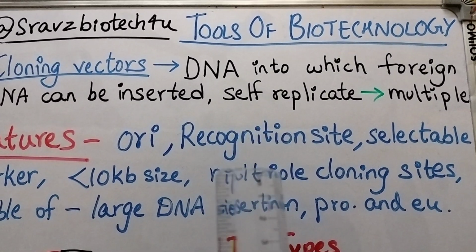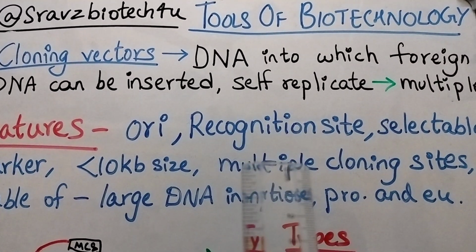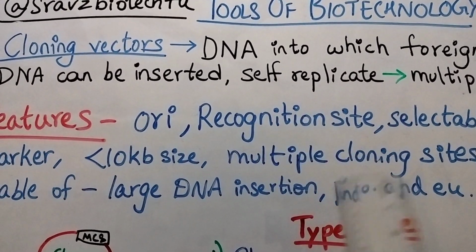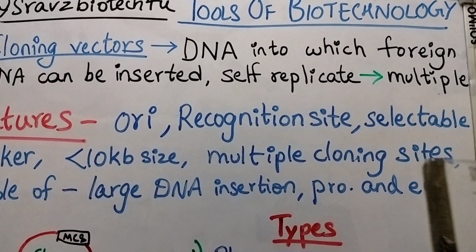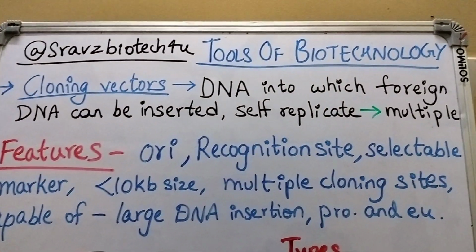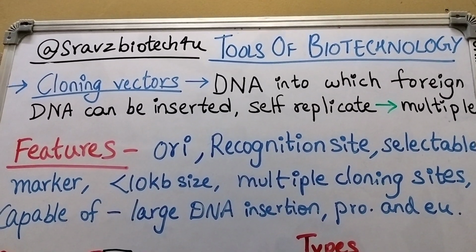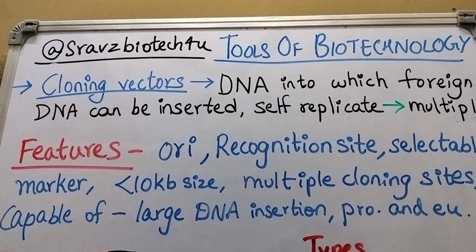The second feature is recognition site. This is the DNA sequence which is recognized by the restriction enzyme and it can be cut. This facilitates the insertion of the target DNA. Third is selectable marker. Selectable marker facilitates the screening of the recombinant organisms. Example is antibiotic resistance gene.